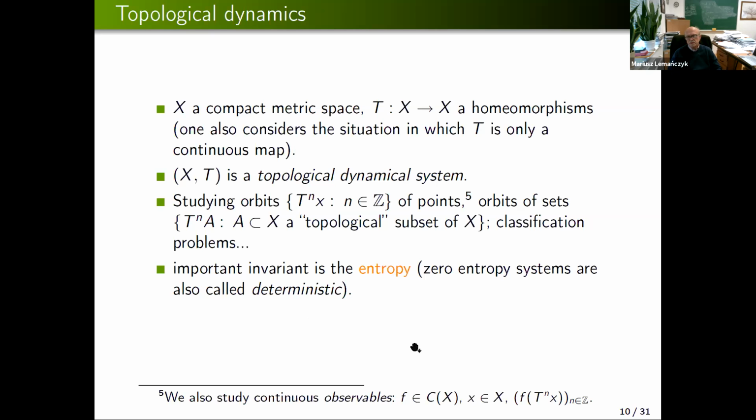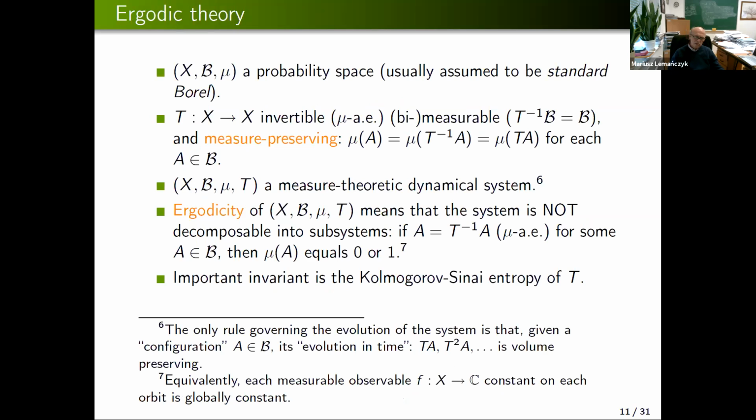And maybe for physicists, I should have added what is written in this footnote here, that we are also interested in observables, and more precisely in continuous observables. A continuous observable is just a numerical sequence, a sequence of complex numbers, which we obtain by taking a certain continuous function and a certain point, and we look at the values at the consecutive points of the orbit. So that's just a sequence of complex numbers. So that's topological dynamics, a very simple context.